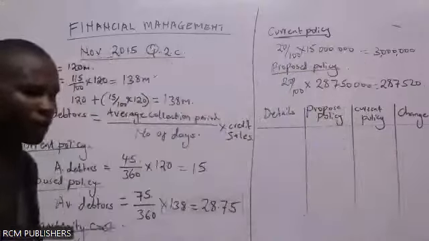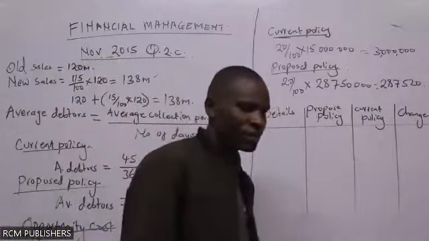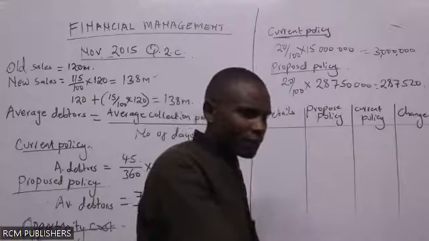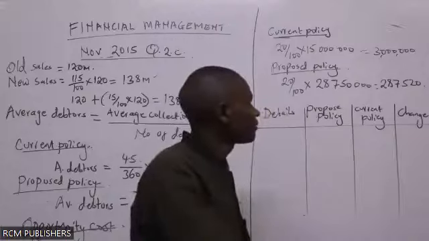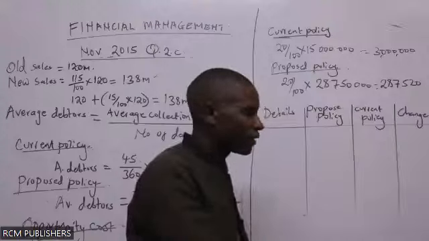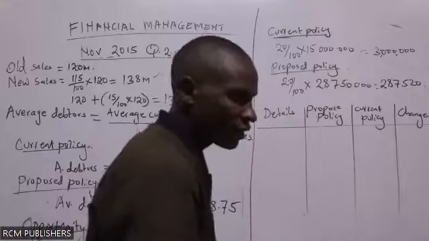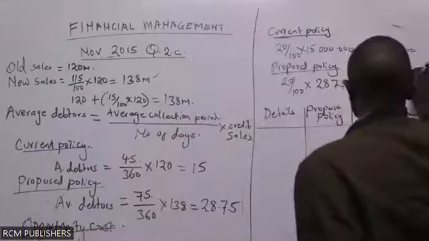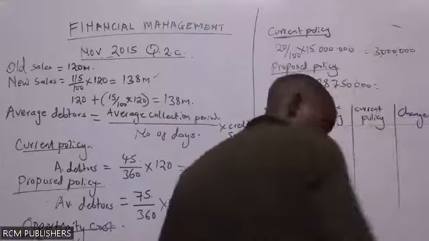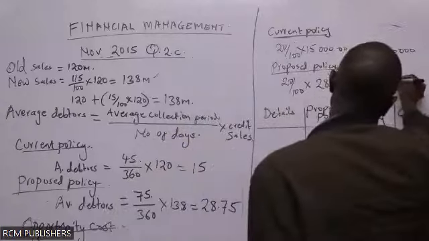Great. I'm getting something different. 5750. What am I getting? That is 50,000. So that means the proposed policy is a different figure here. Okay, no worries. 750.